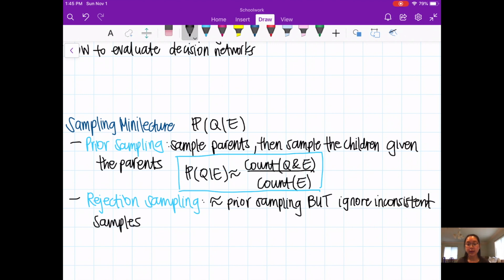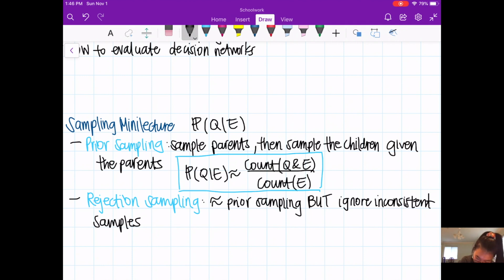And inconsistent samples is when the evidence doesn't match. So say you want the probability of A given positive B, but you know that in your sample some of them you got negative B instead of positive, you would just not include those samples when you are forming this fraction because they don't fit what you are looking for. So it basically narrows the scope of samples we are looking at.